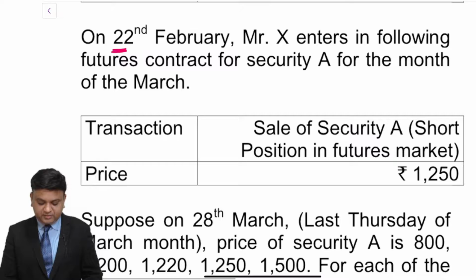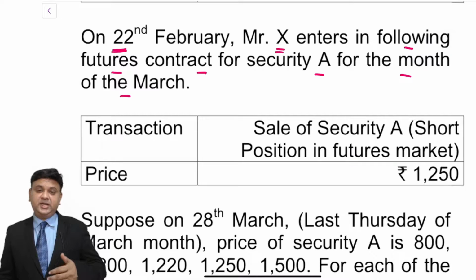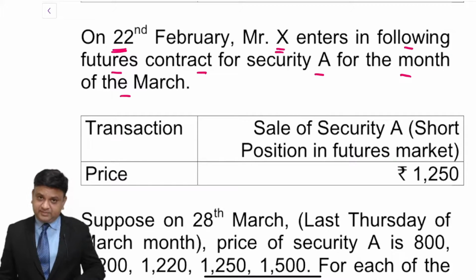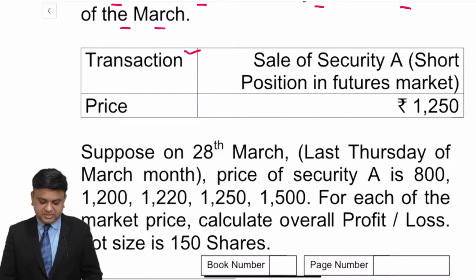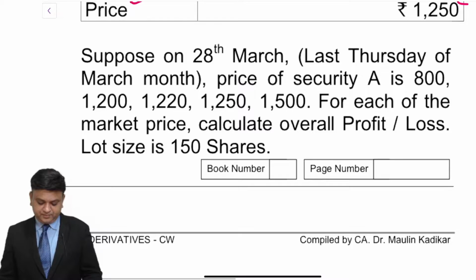On 22nd of February, Mr. X enters into the following futures contract for security A once again, for the month of March. So the contract is entered upon for the same security and for the same time period, that is the month of March. The transaction is the sale of security A, and that is given a technical name, a short position in the futures market. The price at which you are going to sell is 1250.